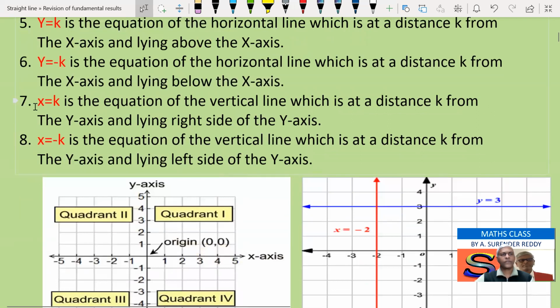Similarly, x is equal to k is the equation of the vertical line which is at a distance k from the y axis and lying right side of the y axis.